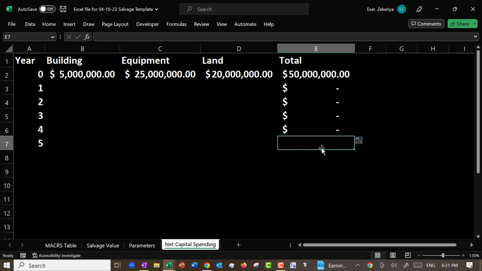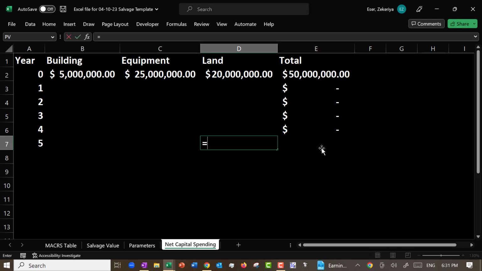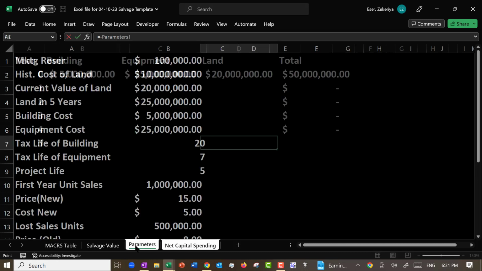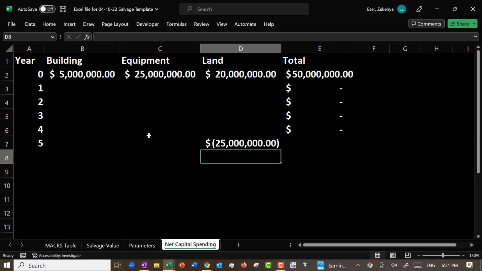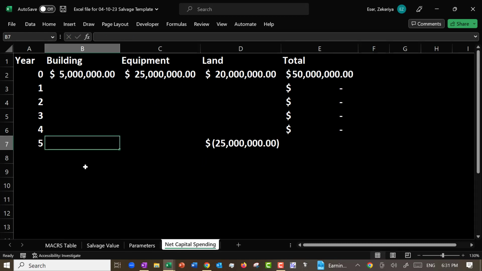Okay? Because I behaved as if I purchased it from the firm for $20 million. Now I'm going to sell it back to the firm at 25, which is the estimated value of the land at the time. So I'm going to put a negative, because when you sell it, you have negative spending. For building and equipment, I have salvage value. Okay. I'm going to take the salvage value.